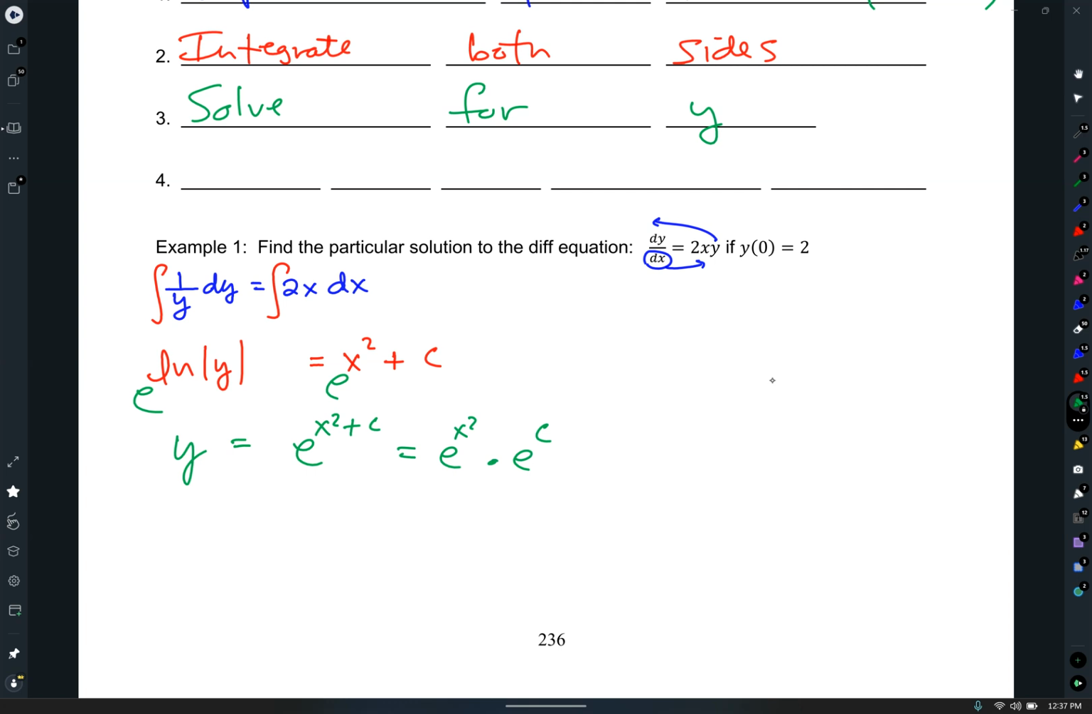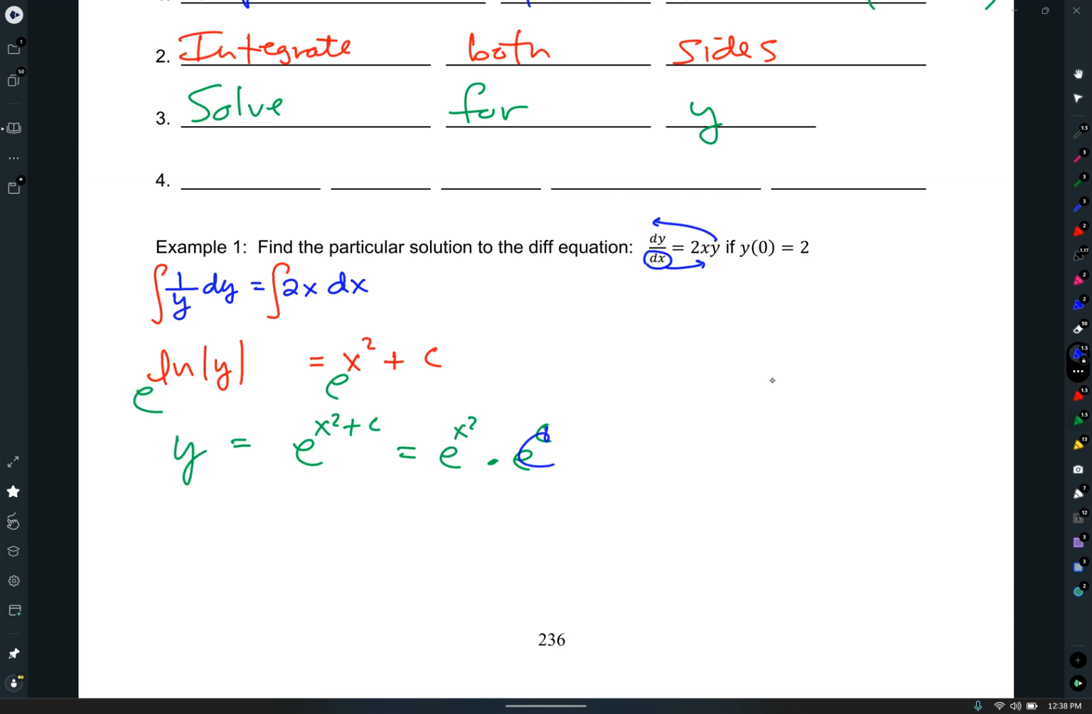Okay, why would you want to do that? Because what is e? A constant. And if it's a constant raised to a constant, isn't that just like another big old constant? So really, if I want to, I can just think of e to the c as one big giant c. Not the same c, but a different c, right?